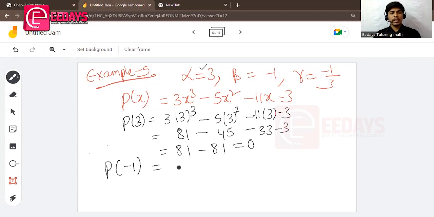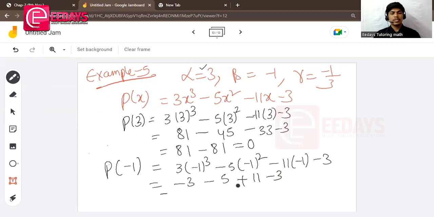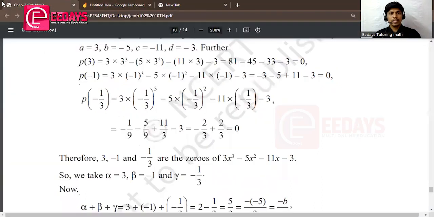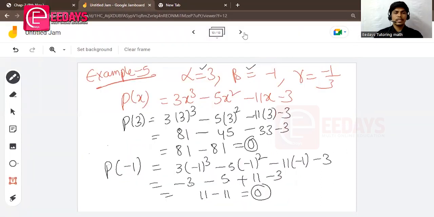3 into minus 1 whole cube, minus 5 into minus 1 whole square, minus 11 into minus 1, minus 3. In the place of x you just substitute minus 1, that's it. Minus 1 whole cube is nothing but minus 1. 3 into minus 1 will get minus 3. Minus 5, then minus into minus plus 11, minus 3. So you'll get minus 3 minus 5 minus 3 is minus 11, plus 11. 11 minus 11, that is 0. If you get remainder 0, then you can confirm beta is equal to minus 1. All right. Now let's try with the next.